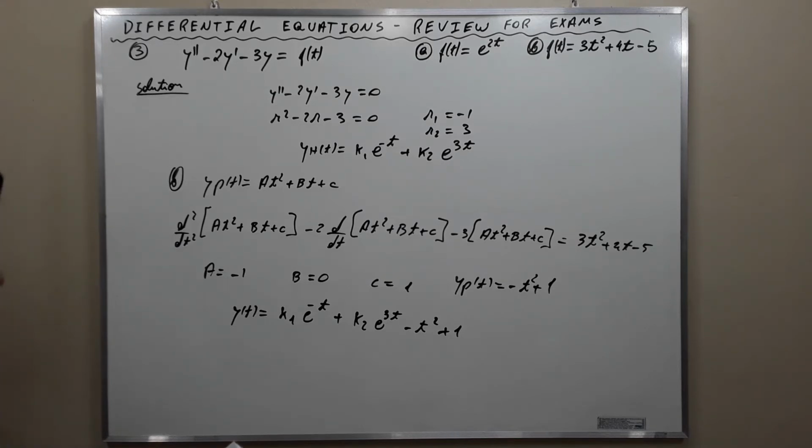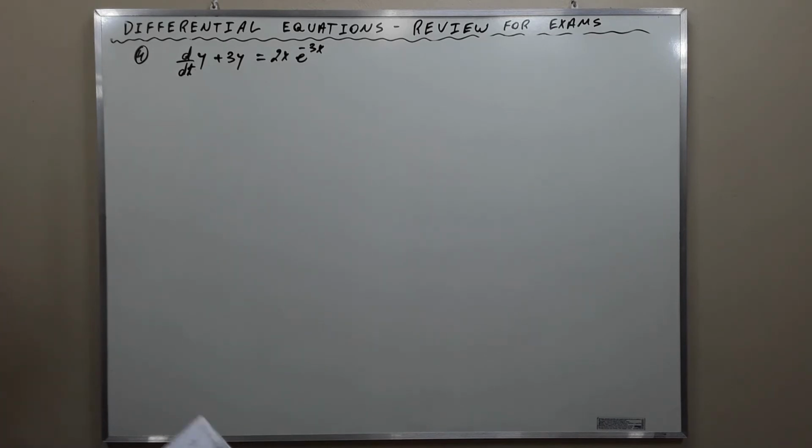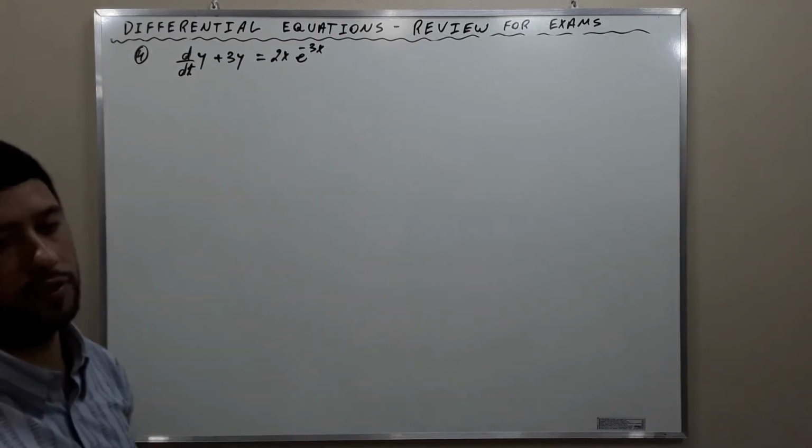This is all for exercise 3. Now let's go to exercise 4. Find the general solution of this differential equation. As always, we begin by finding the homogeneous solution. And to find the homogeneous solution, we set the forcing term as 0.